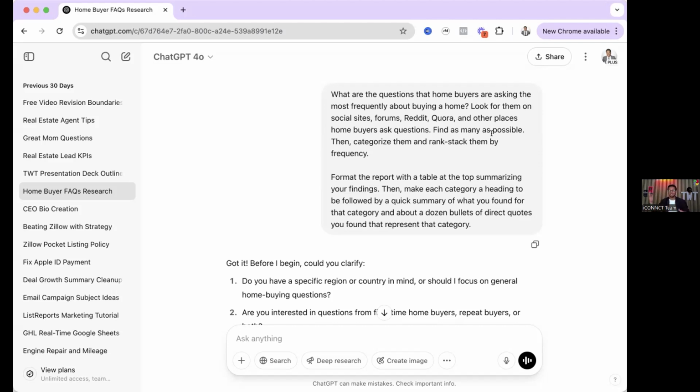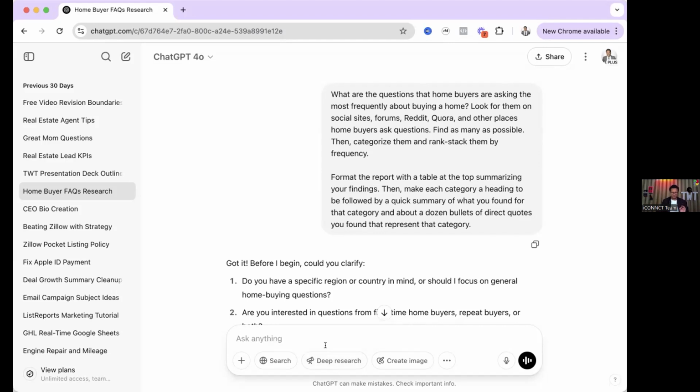There's Facebook groups, there's Reddit, there's Quora, and everybody's asking questions because obviously they're trying to do their research. They're trying to educate themselves to make the best decision possible when it comes to buying and selling a home. And so I'm telling ChatGPT, go online.